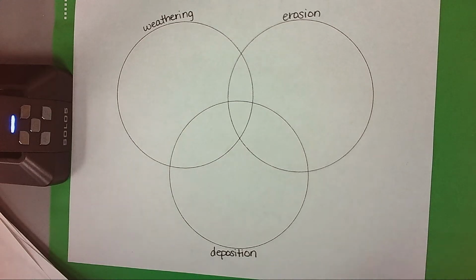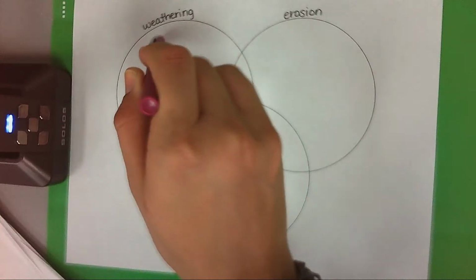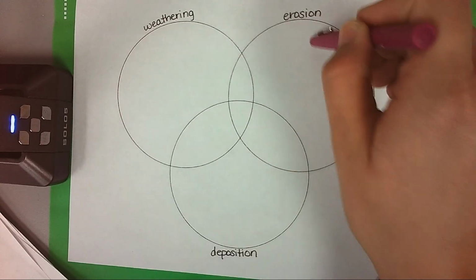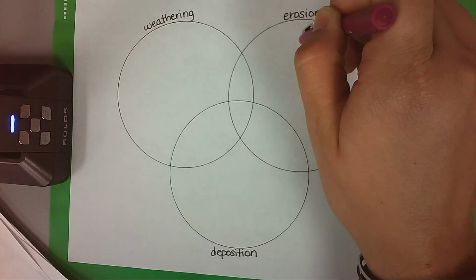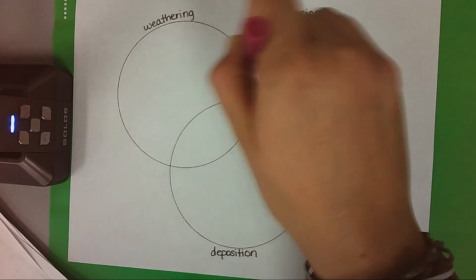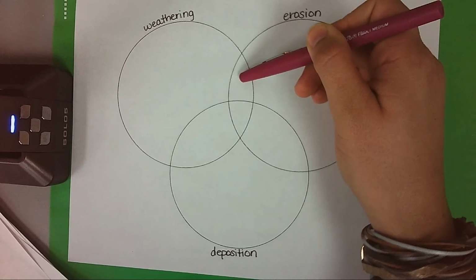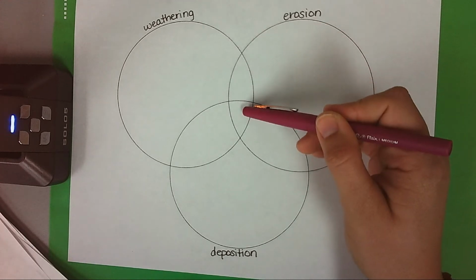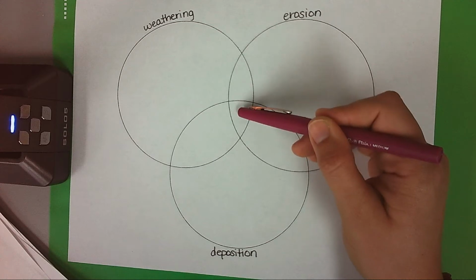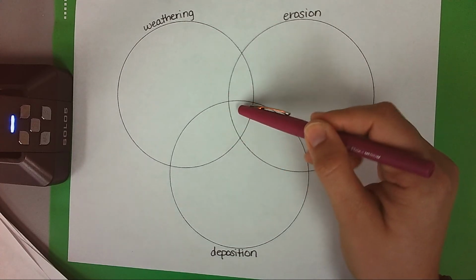We have 3 topics. In this section we're going to put everything about weathering. And then in this section we're going to put what we know about erosion. Where weathering and erosion cross, right here, we're going to put how they are both similar. In this tiny spot, which I did not think about when I made this, is where we're going to put how all 3 are in common, because all 3 of the circles overlap.